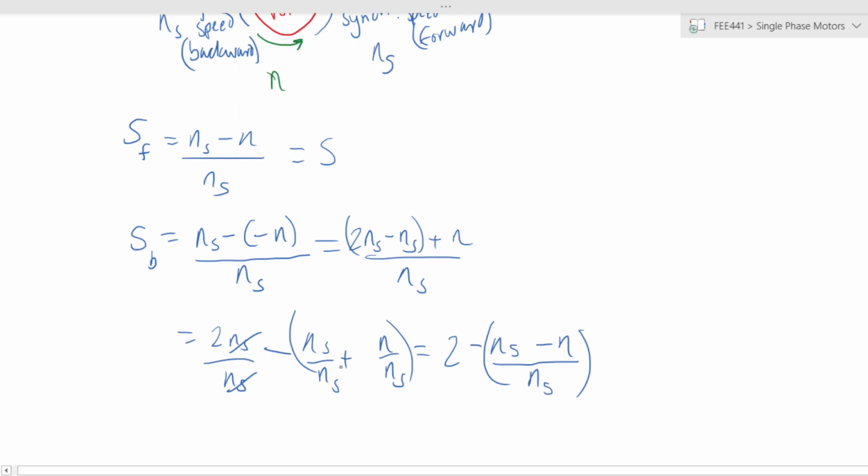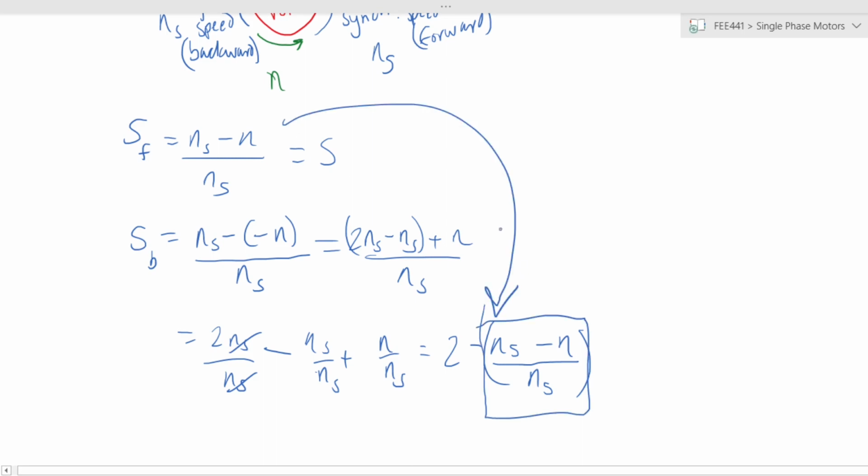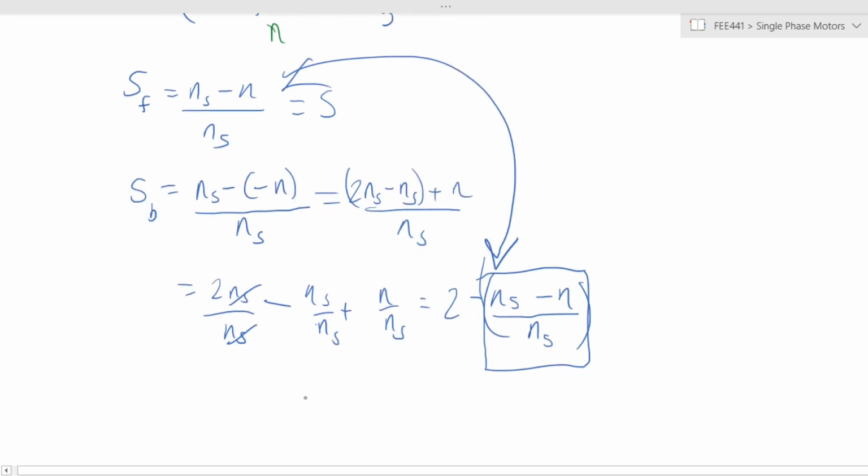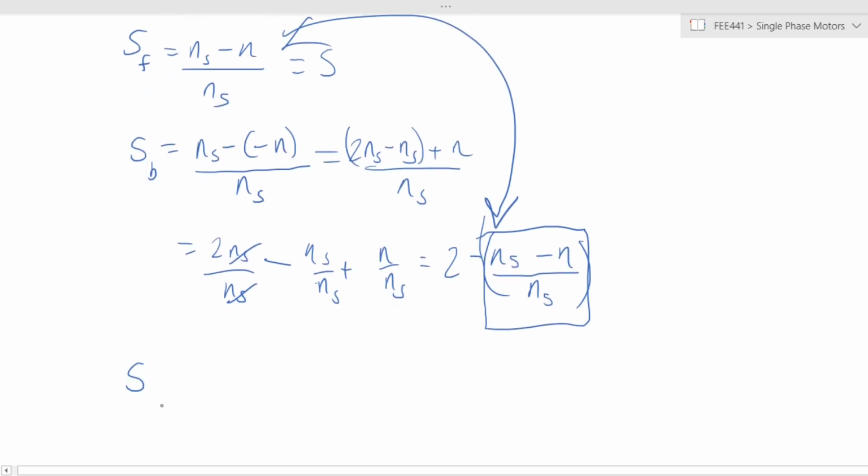So what does this mean? This is the same as that. What we've said is the slip in the backward direction is equivalent to 2 minus the slip in the forward direction. This is a very important phenomenon that we have achieved. It is equal to 2 minus the standard slip, right?